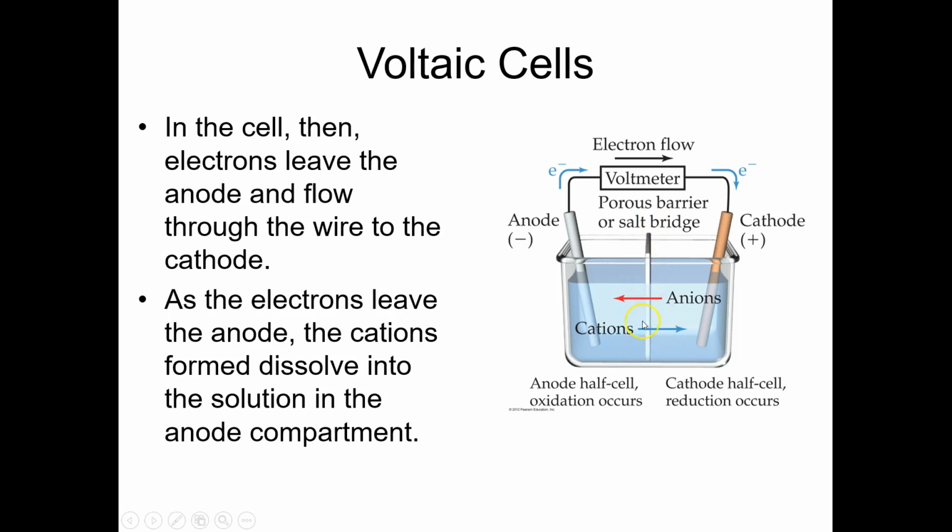So whether it's a porous barrier or whether it's a salt bridge, you have to have some mechanism by which anions can either migrate from the cathode to the anode or can be placed into the anode from the salt bridge, in which case then cations would be put into the cathode compartment from the salt bridge.